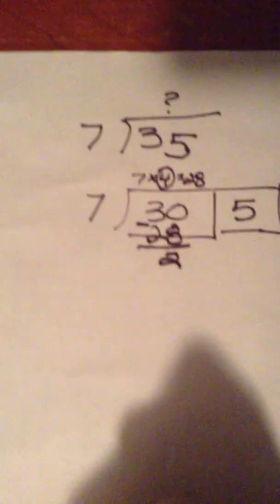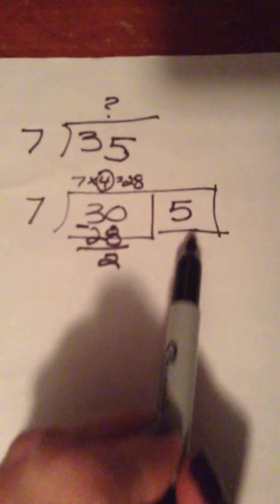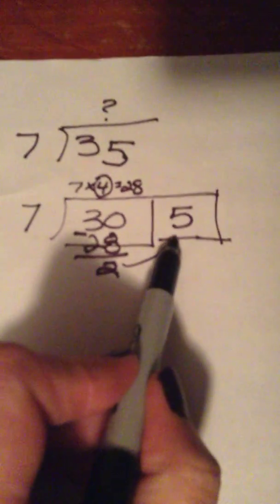So I'm going to put 7 times 4 up here. Just circle that 4 because I'm going to need that later. And it equals 28. So now I'm going to take out 28, or 4 groups of 7, from 30. It's going to leave me with 2 left over. Now I need to do something with that 2 because it's left over. So I need to add it over into my ones column.